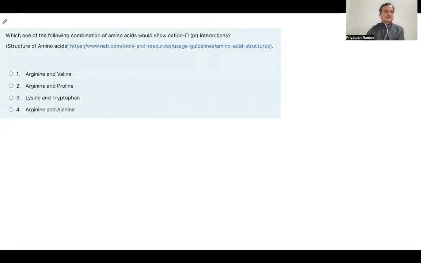Next question. Which one of the following combinations of amino acids would show cation pi interactions? Again, very simple from the name. A link is given where you can look at the structure of the amino acids for solving this question. As is very clear from the name, for cation pi interactions I need to look for amino acids which carry a positive charge at the physiological pH.